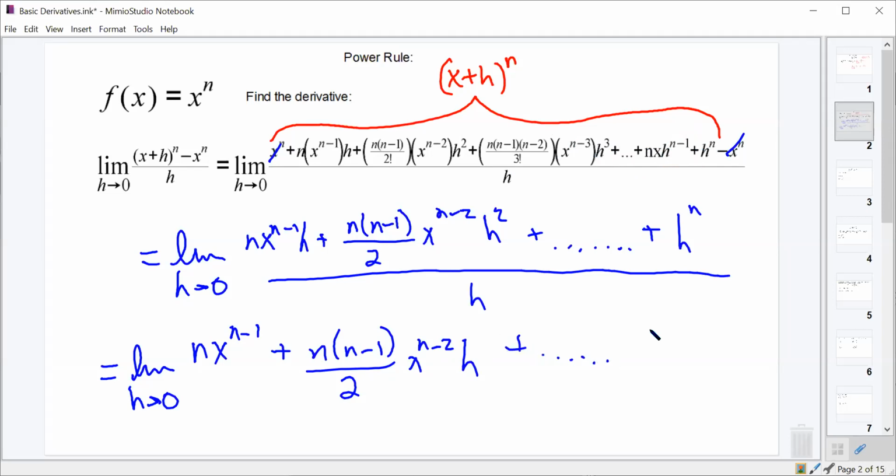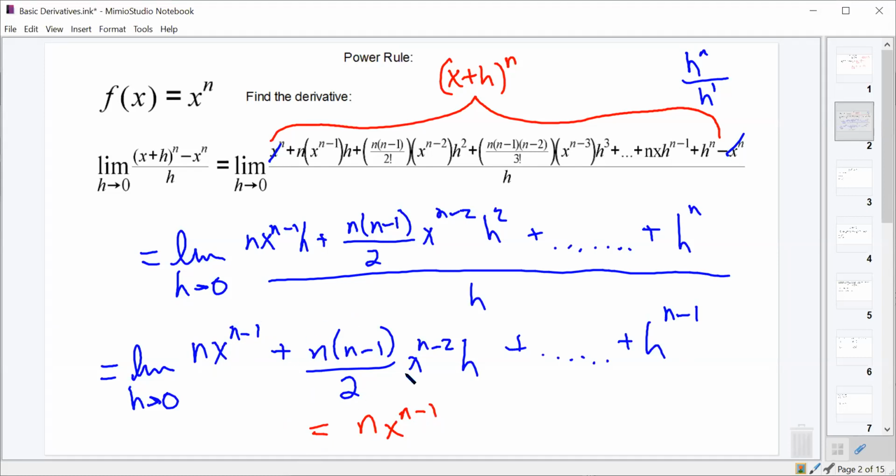And all of these h's will just drop down by 1 power. So I'm not going to write all of them out, but what does h to the n become if we drop that down by 1 power? h to the n divided by h should be what? h to the n minus 1. Exactly, right? Same base. If we're dividing, we subtract the exponents. And so now, as h approaches 0, what is n times x to the n minus 1? Does that have any h's in it? No. So that should just stay the same, n x to the n minus 1.